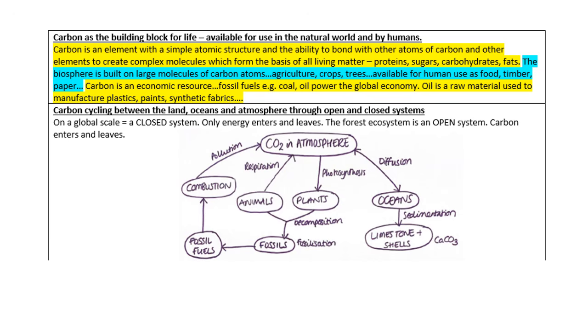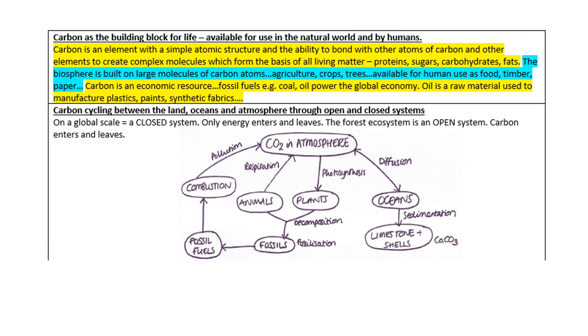And then you've got fossil fuels. So fossil fuels are found in the rocks beneath the ocean. Those fossil fuels are used by humans and burnt, and that puts carbon into the atmosphere. That's our human added section to the carbon cycle.